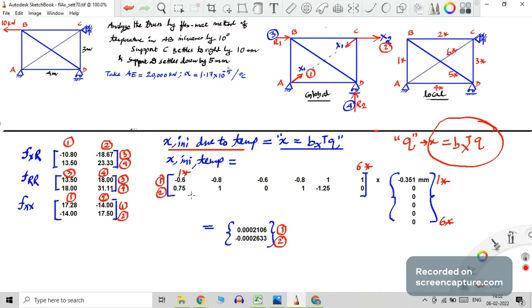Bx is already available, so the transpose I have written here. Small q I have written here. The member temperature is changing only in one member, all others have no temperature. Here it is given: AB's temperature increases by 10 degrees. So it is too long. In order to fix it back, due to the temperature, the member will apply compression. Compression is negative. That's why we have taken a minus 0.351 here, same as in the previous problem.